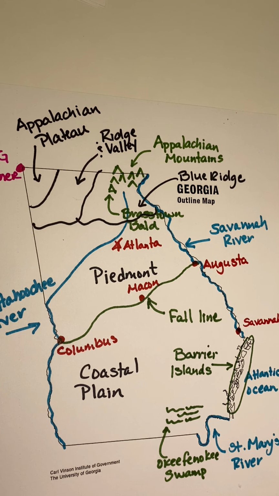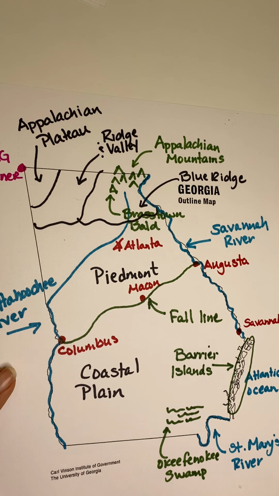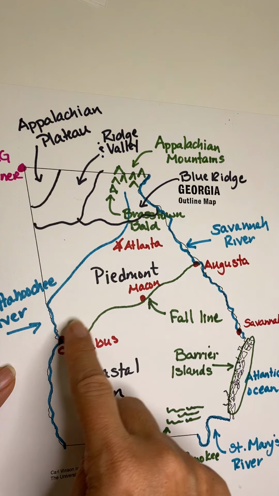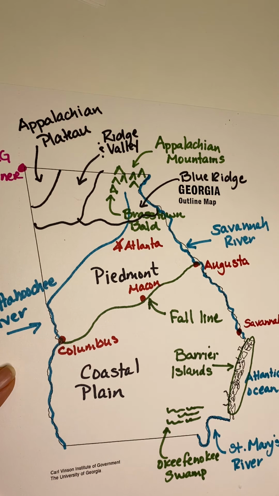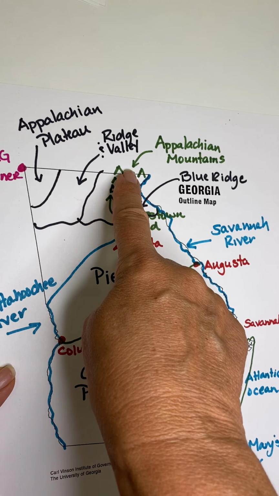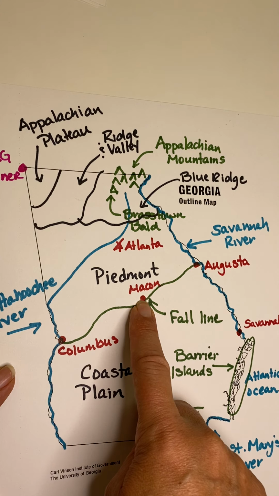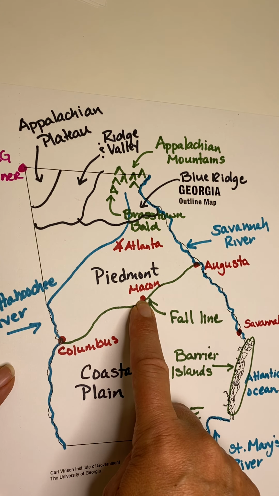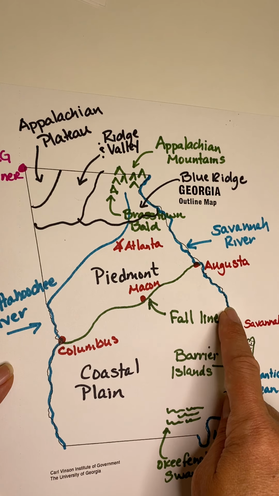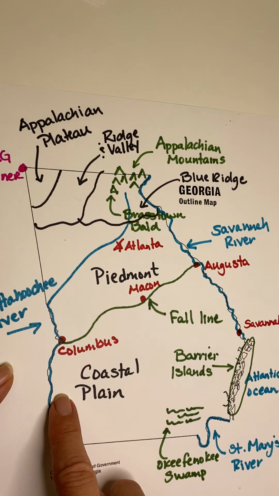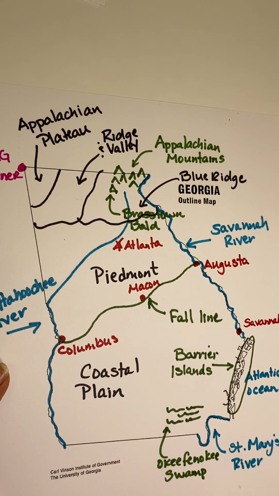Okay, so as you can see, we have several different things that you need to know the location of. You need to be able to identify your regions, some of these major cities, these 5 major cities in Georgia, some key physical features like the Appalachian Mountains, the Okefenokee Swamp, the Barrier Islands, the Fall Line, and then the water boundaries in Georgia. You need to know where the Savannah River is, the Atlantic Ocean, the St. Mary's, and the Chattahoochee. So take some time and create your map.